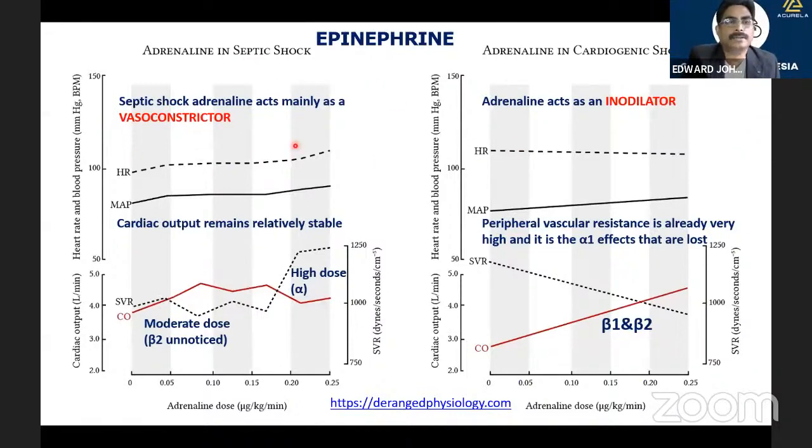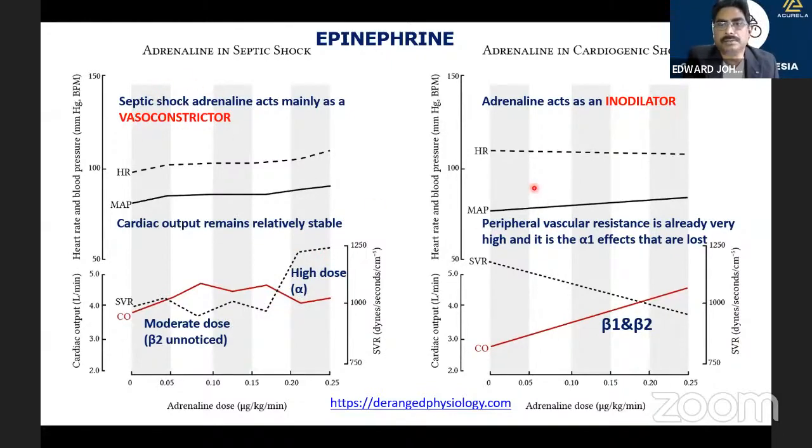How? In septic shock, what happens in moderate dose? In septic shock, already you know there is an intense vasodilatation. So in moderate dose, your beta-2 action is abolished. In high dose, your alpha action will come into play that increases the systemic vascular resistance. So it acts as a vasoconstrictor.